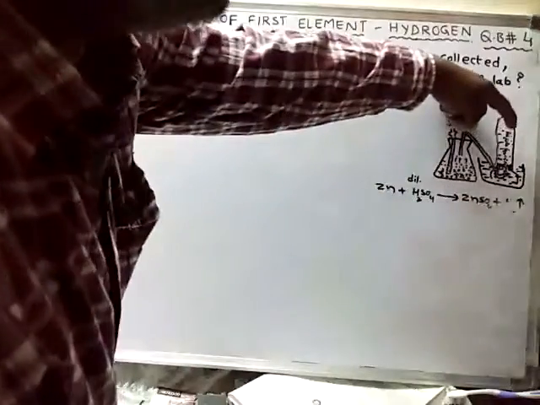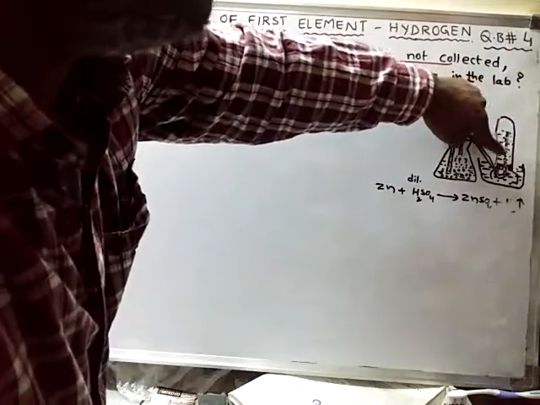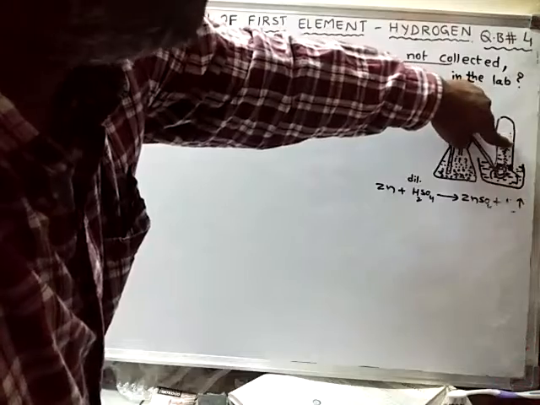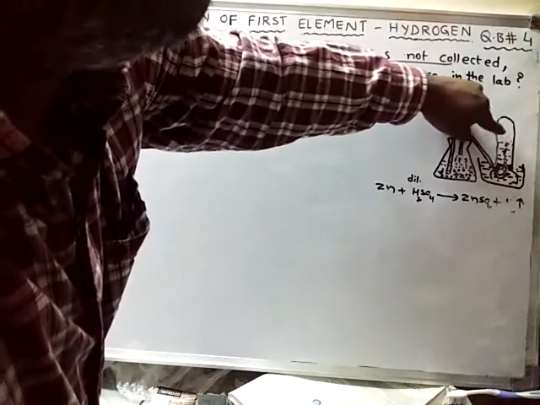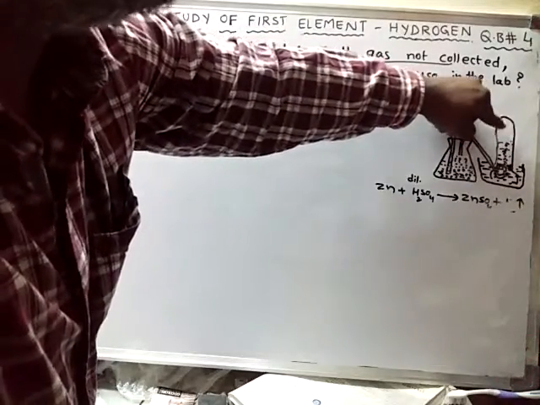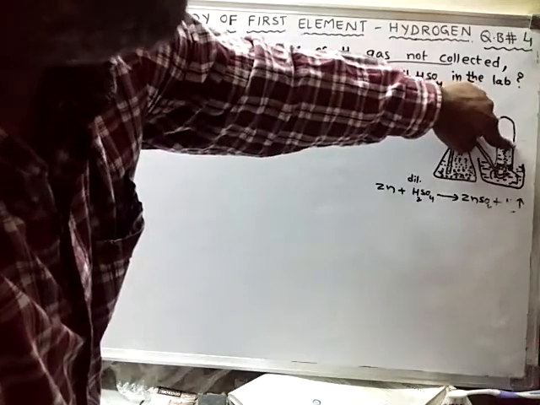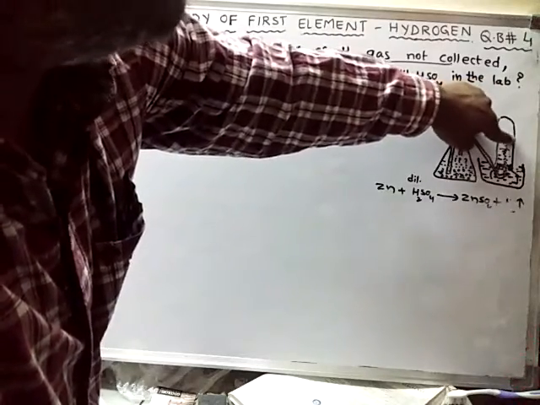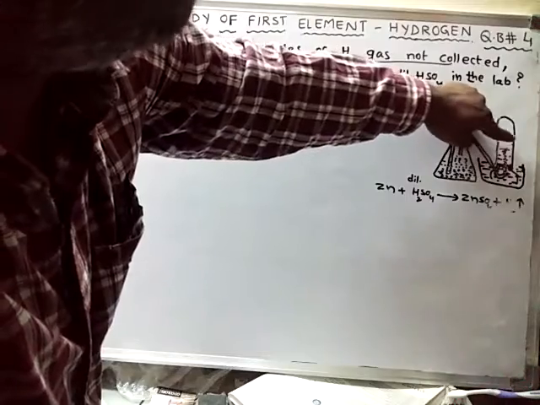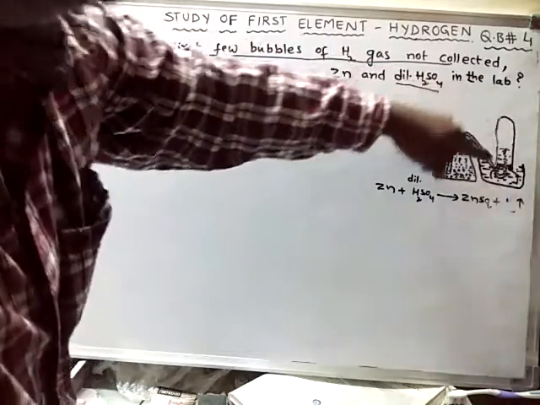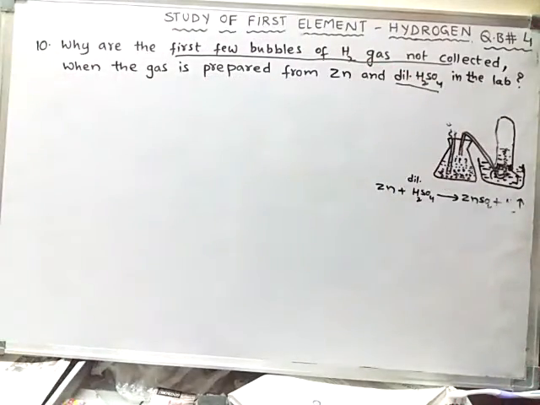Slowly, as hydrogen gas is collected here, it will push down the water level. The water level will come down because this portion is occupied by hydrogen. As the amount of hydrogen builds up, the water level also will come down. In this way hydrogen gas is collected by the downward displacement of water.